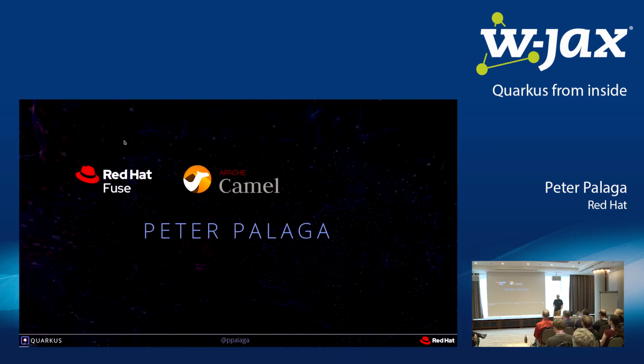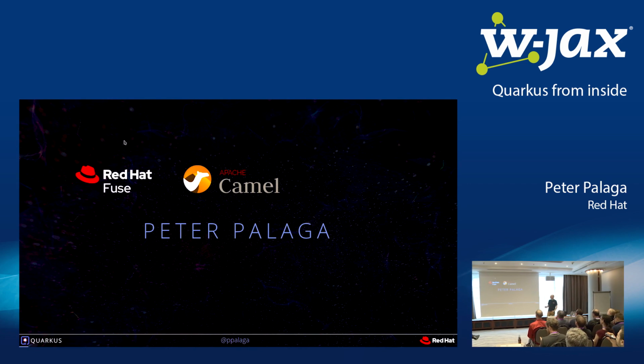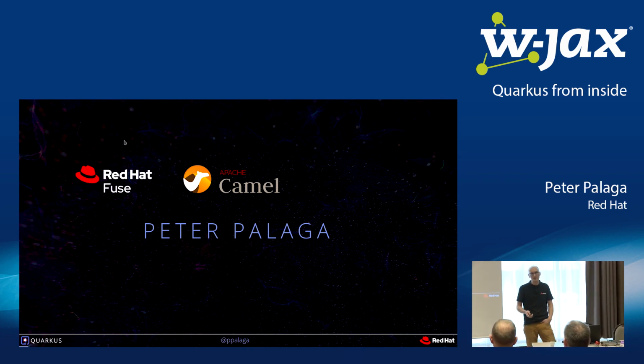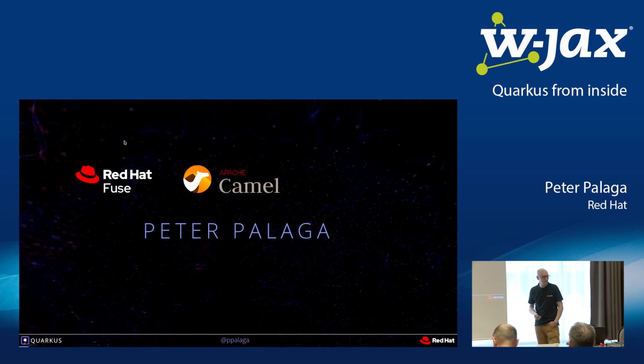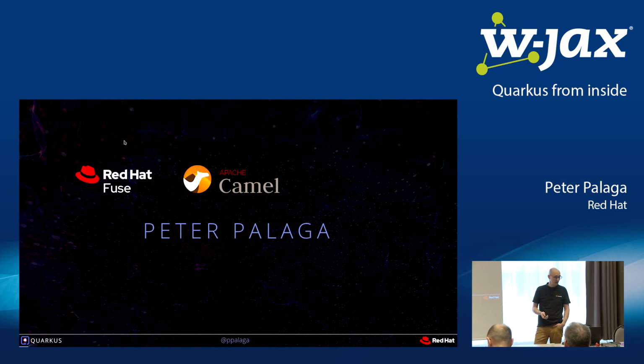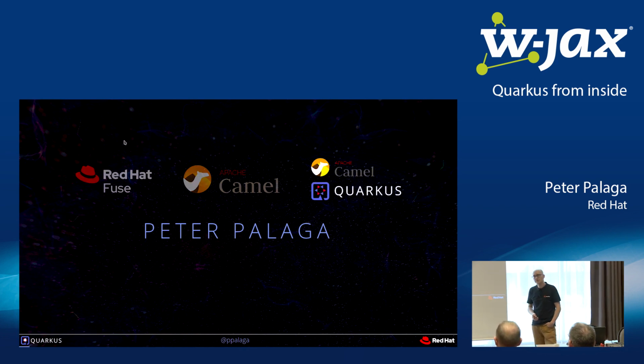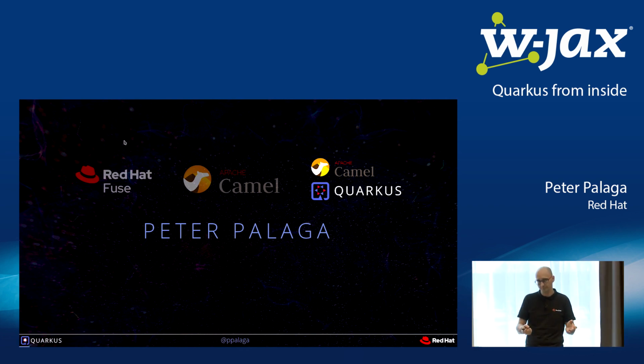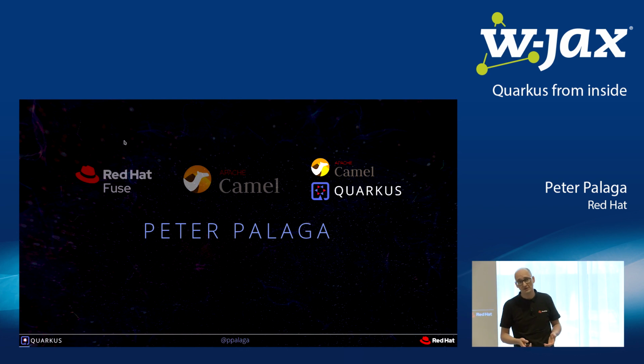So, I'm an engineer assigned to a product called Red Hat Fuse. Red Hat Fuse is basically the same code base as Apache Camel. It's a framework for integrating heterogeneous systems. I currently spend most of my time in a project called Camel Quarkus. In this project, we are porting Camel components to Quarkus, which basically means creating Quarkus extensions. And that's my qualification for this talk.